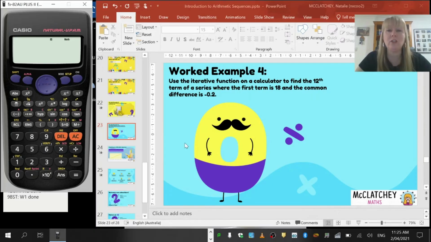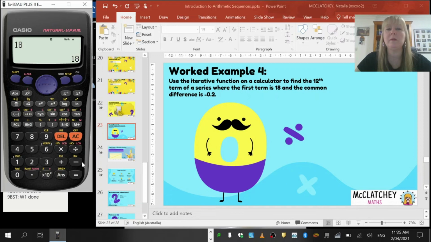So the first thing you're going to do is put your first term into the calculator. So we're going to type in the number 18. Now it's very important we press the equals button. Notice that will drop it down to the bottom of your screen. Now if you're not using a Casio calculator, you're going to be able to do the same things on your calculator, but it might work just slightly differently. So just have a little play around and see how that works on yours. But you definitely have to enter it first to be able to start using iteration on the calculator.